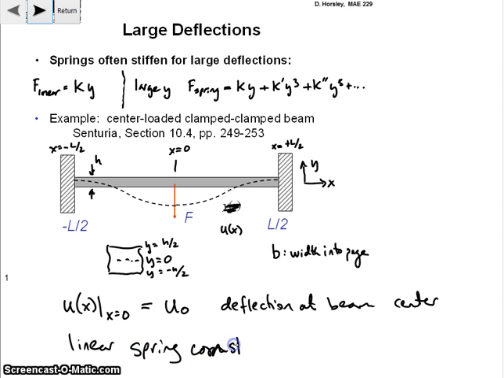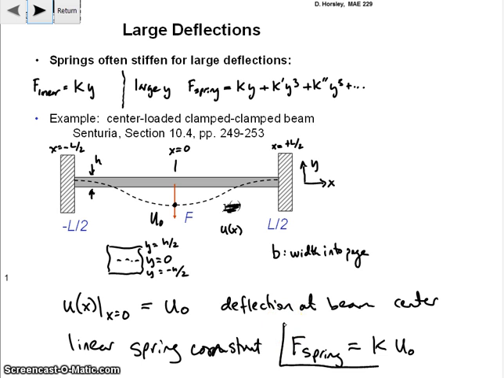And so in the linear spring version of the world, linear spring constant would be F spring is equal to the spring constant K times u of 0, okay? u sub 0, u naught, is the deflection of the beam. And we could really think about that as the amplitude of this mode shape, or this deformation shape. So this is u naught, deflection at beam center.